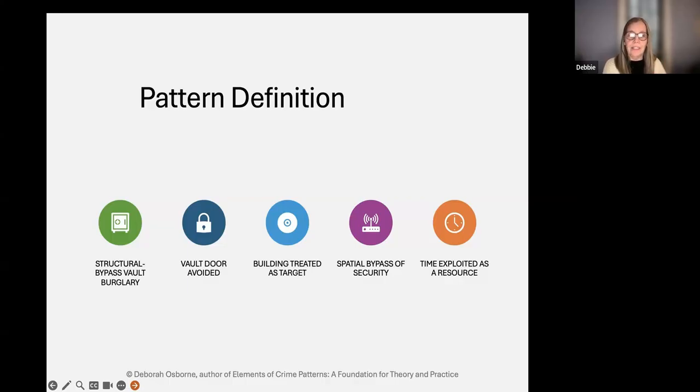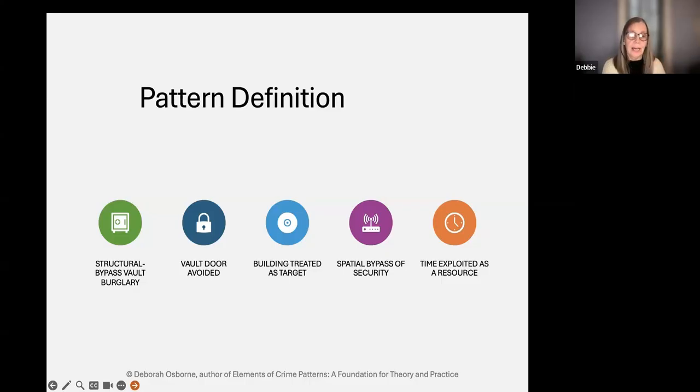And this pattern definition would be, in the ideal world of me, where you would diagnose crime problems or crimes to watch out for or crimes to know about, like a dictionary of these pattern definitions. Maybe someday we'll have one, but structural bypass vault burglary, you'll see by the end of this presentation why that makes sense.